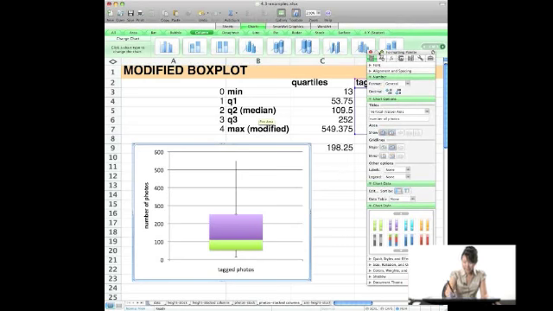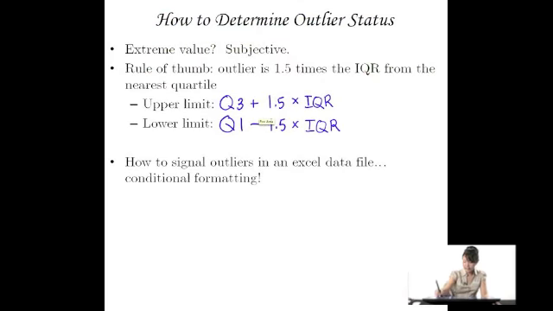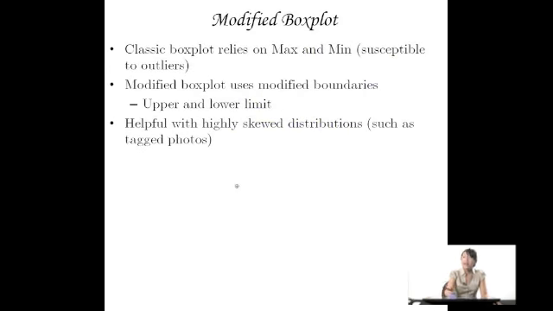All right, so I'm just going to minimize all this, get rid of that. All right, so now we know how to create conditional formatting so that we could signal these people are outliers. We're actually not including them in our visualization. And we just went over modified box plots.